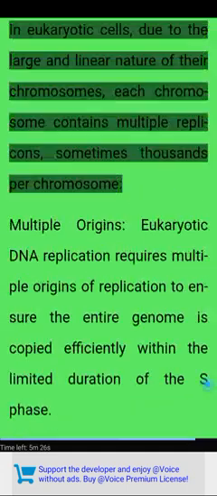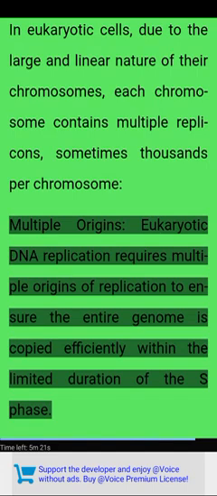3. Replicon in eukaryotes. In eukaryotic cells, due to the large and linear nature of their chromosomes, each chromosome contains multiple replicons, sometimes thousands per chromosome. Multiple origins. Eukaryotic DNA replication requires multiple origins of replication to ensure the entire genome is copied efficiently within the limited duration of the S phase.